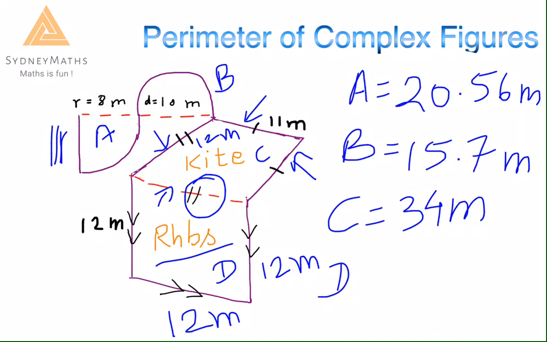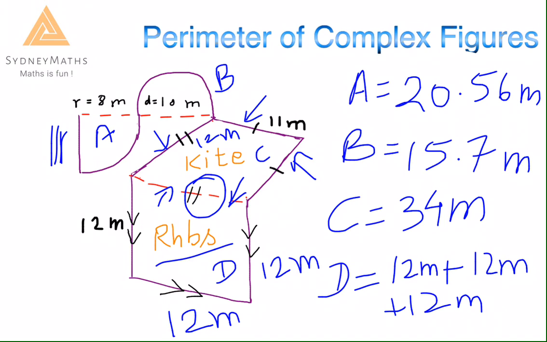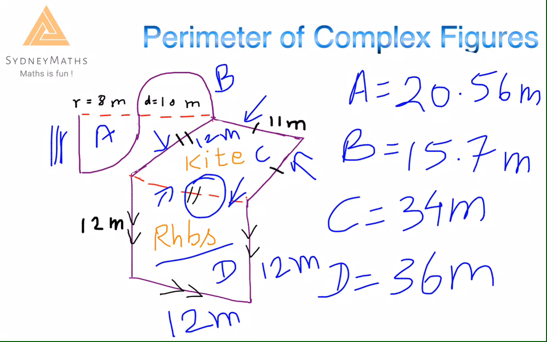Now part D, which is a rhombus as discussed previously, has three sides that are equal to each other, and the fourth side is also equal, but it is this dotted red line, so we don't care about it. So let's just add the three sides which make up the boundary. 12 meters plus 12 meters plus 12 meters. So the perimeter for part D is 36 meters.